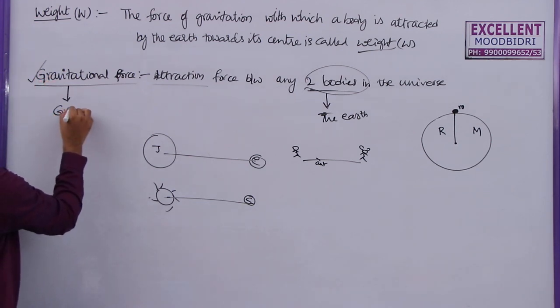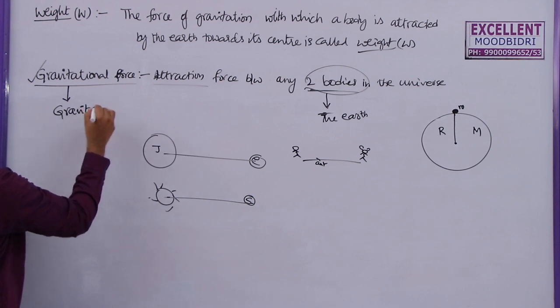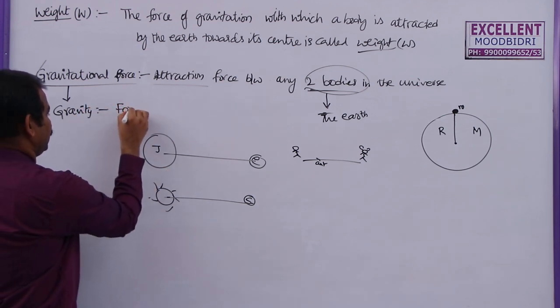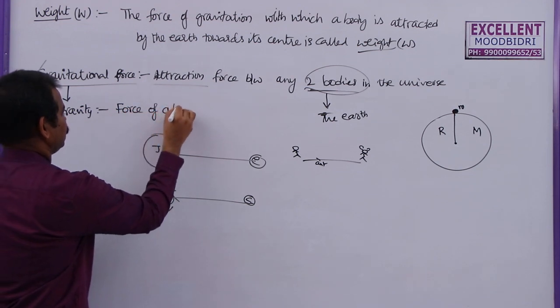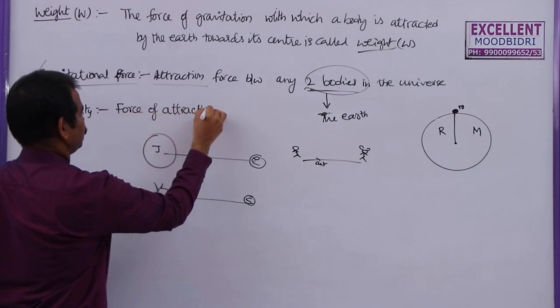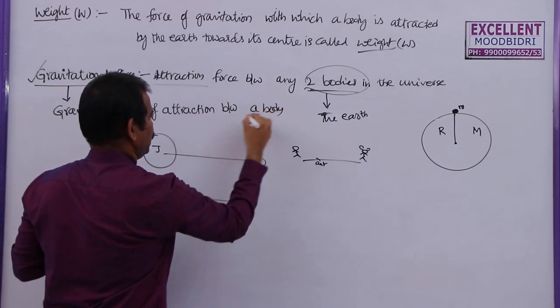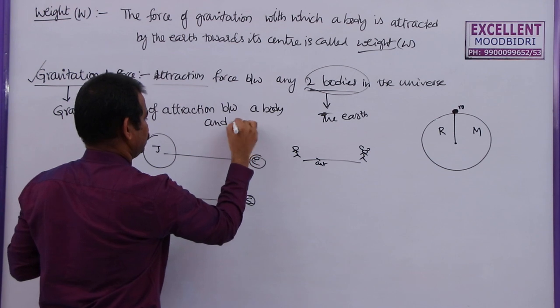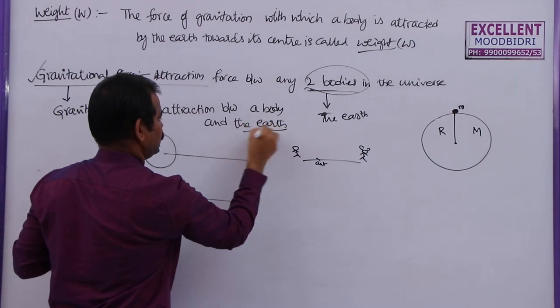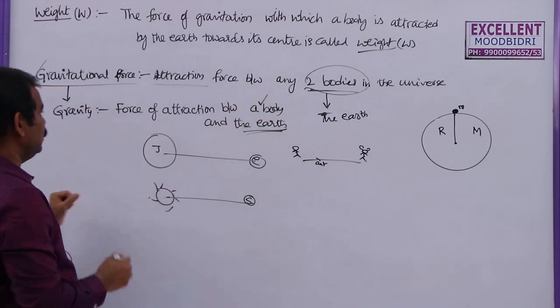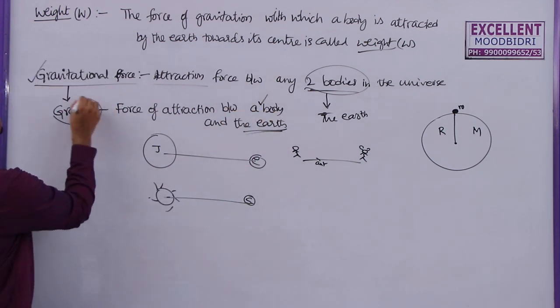So please remember this one. Gravity is the force of attraction between one body and the earth. So, force of attraction between a body and the earth. One of the bodies must be earth, the other body may be anything. Then this force is called gravity.